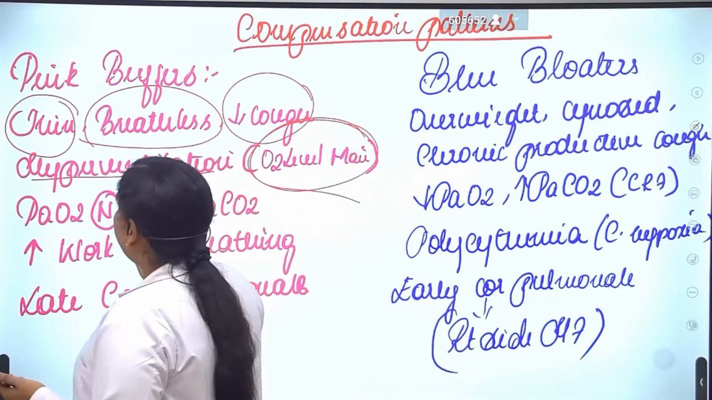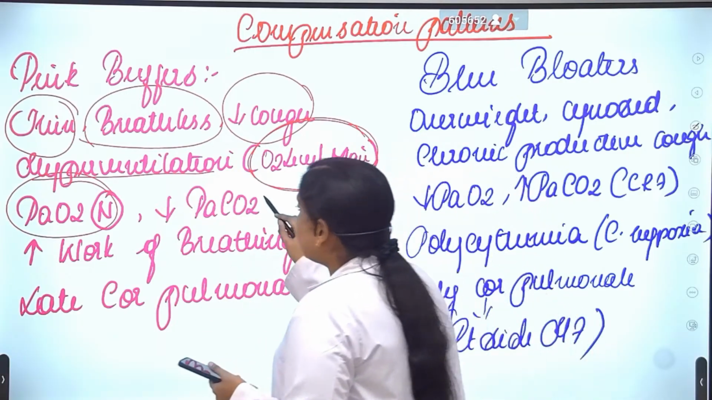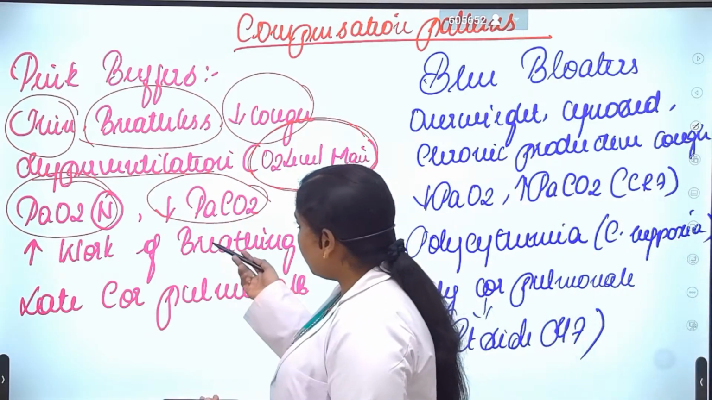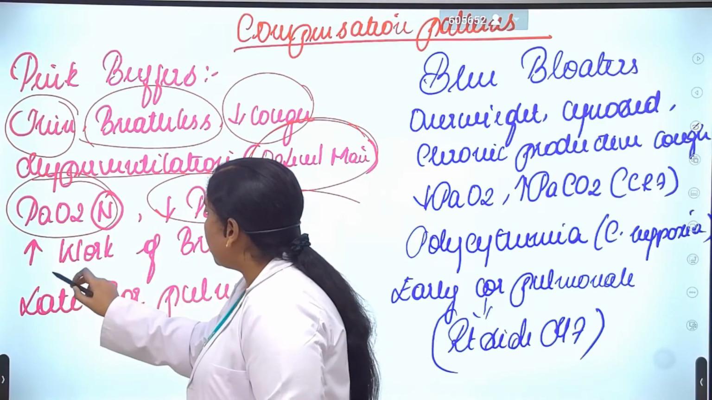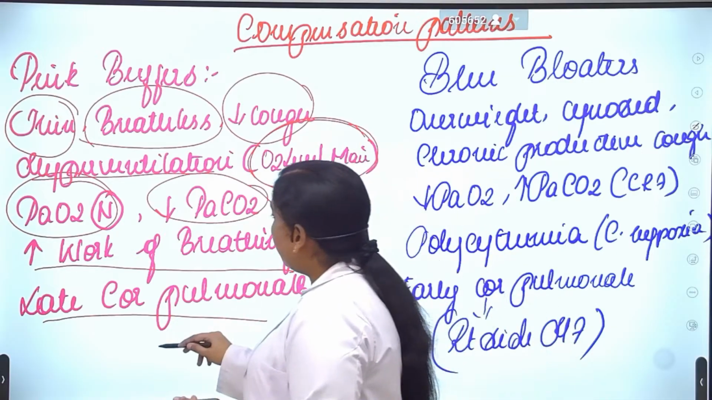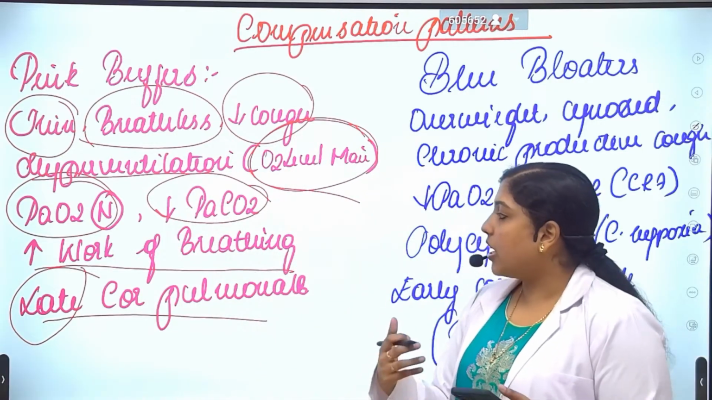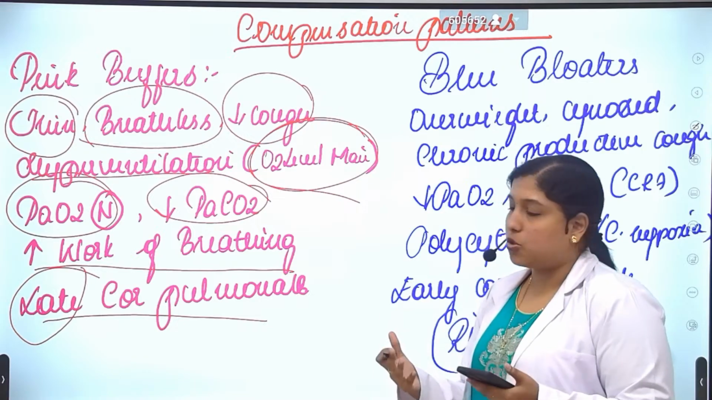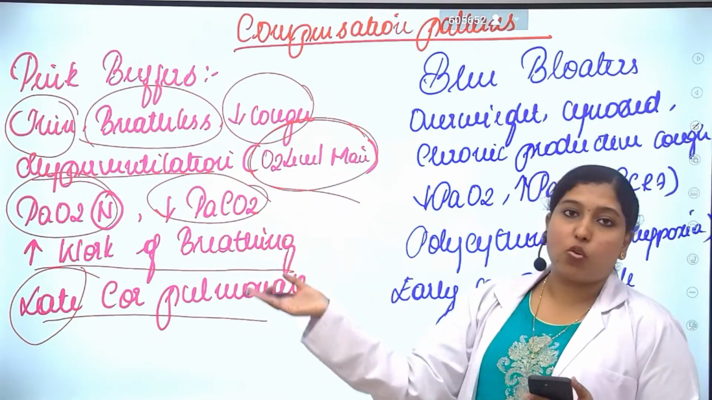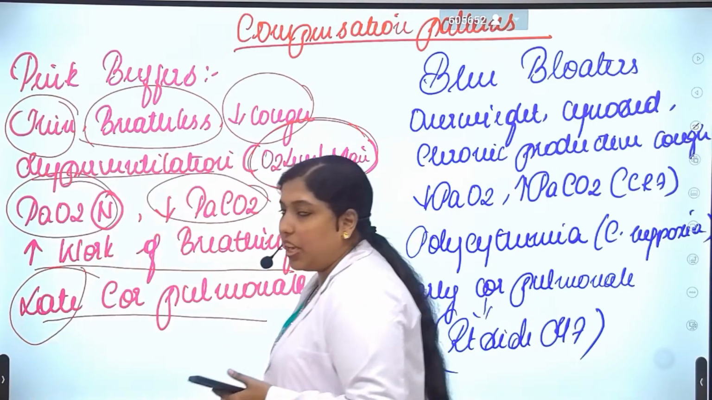Now what happened? The PaO2 level will be normal in case of emphysema, and the PaCO2 level is lower. There will be increased work of breathing, and late cor pulmonale will be seen. The patient will keep trying to breathe more and more so that they can ventilate themselves and maintain the saturation. Later this will lead to pulmonary hypertension, and the patient may go for cor pulmonale, but this happens in a later stage, when the condition becomes very, very severe.